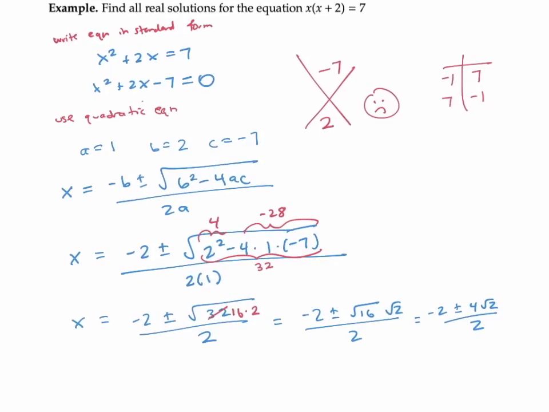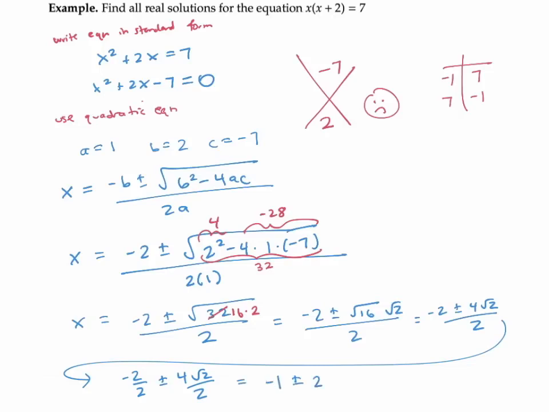Next, I'm going to split out my fraction as negative 2 over 2 plus or minus 4 square root of 2 over 2, and then simplify those fractions. This becomes negative 1 plus or minus 2 square root of 2. So my answers are negative 1 plus 2 square root of 2 and negative 1 minus 2 square root of 2. And if I need a decimal answer for any reason, I could work those out on my calculator.